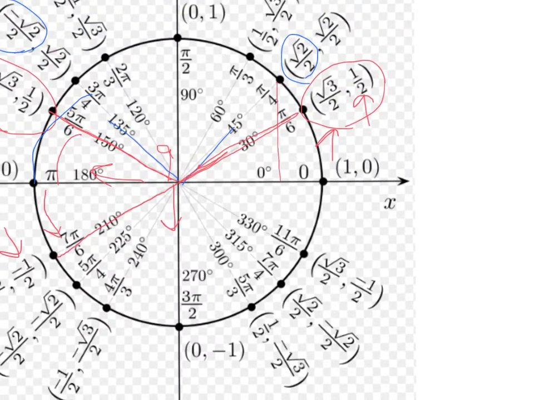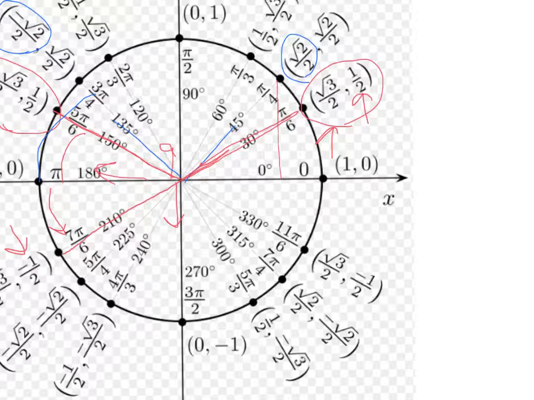Finally, the fourth quadrant. Again, red's my 30. Let's go around it. It'll be 330 because it's 30 away from here. You notice the x value is the same because I'm going to the right. My y value, though, is negative because the y is going down. And you get the same thing for 315 and 300.